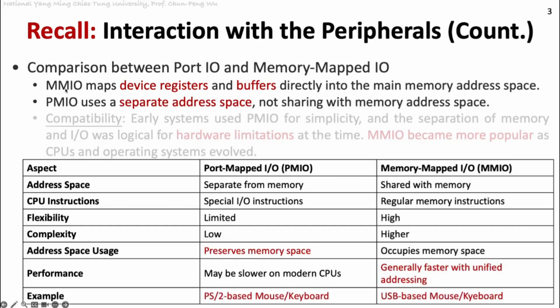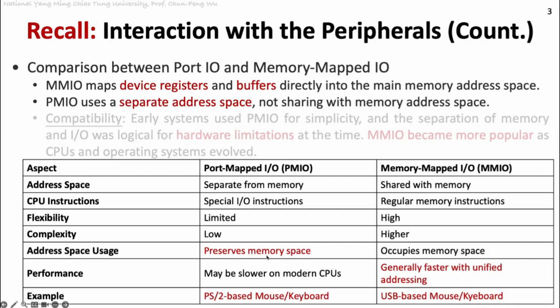Okay. So here is also a table that I tried to arrange about the differences between port mapping I/O and memory mapping I/O. I think there are some interesting things I marked in red. In terms of address space usage, as I mentioned, port mapping I/O has its own address space, not shared with the memory address space. So it can preserve a little bit of the memory space.